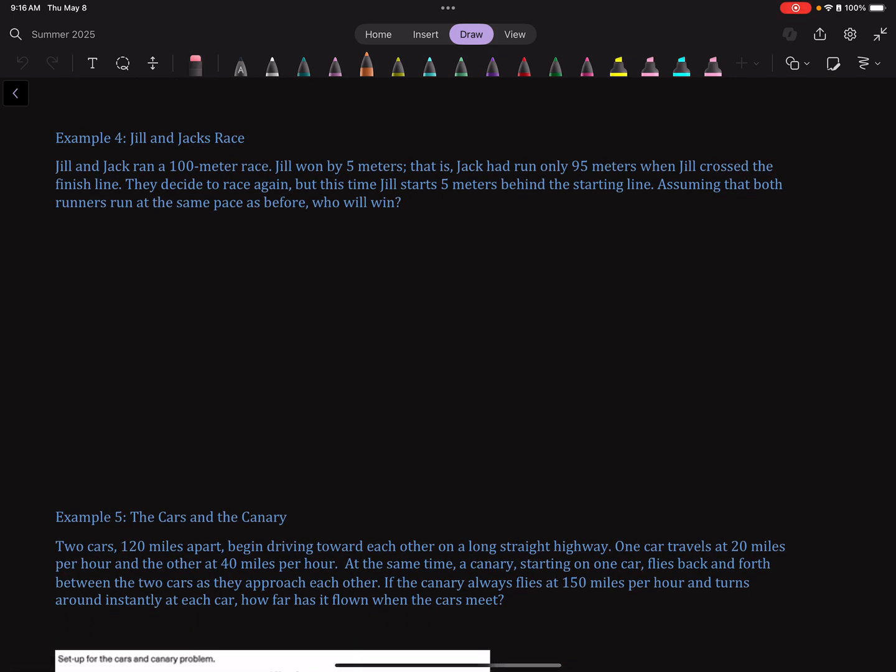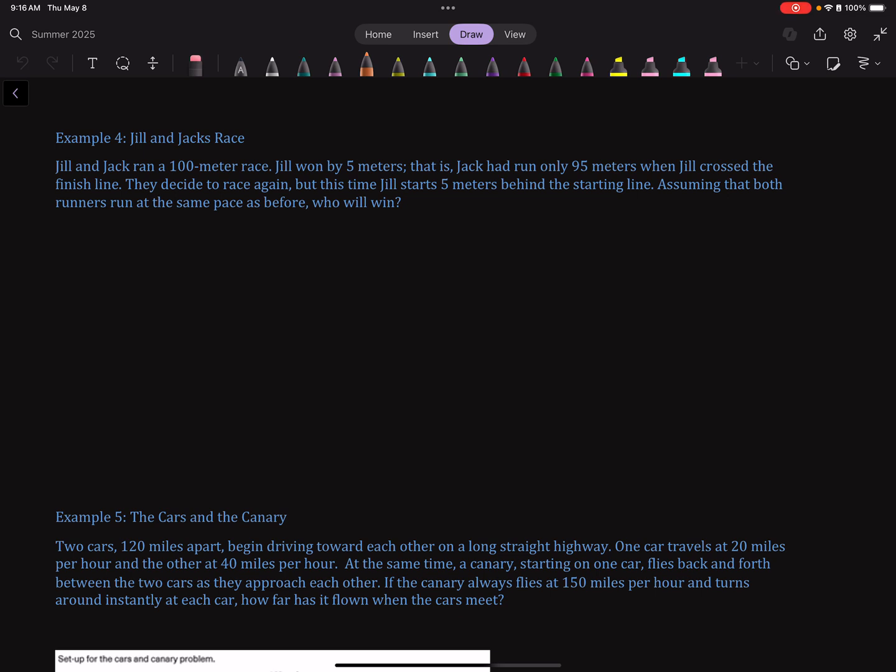Jill and Jack's race. Jill and Jack ran a 100-meter race. Jill won by 5 meters. That is, Jack had to run only 95 meters when Jill crossed the finish line. They decided to race again, but this time Jill starts 5 meters behind the starting line. Assuming that both runners run at the same pace, as before, who will win?